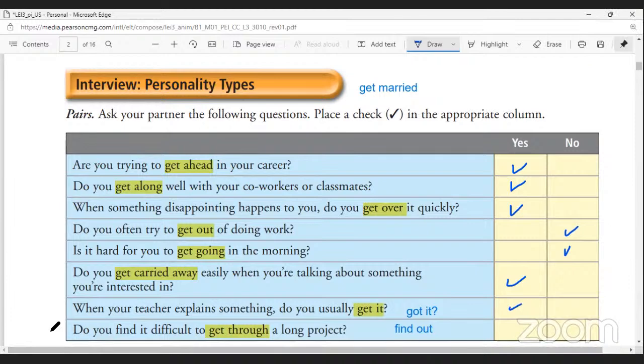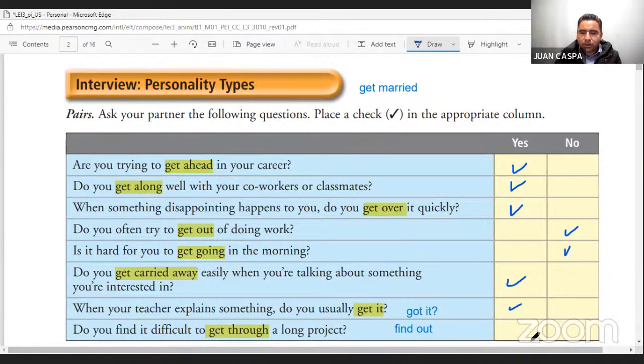Do you find it difficult to get through a long project? No, it's not difficult. Yeah, you like to work hard. That's important, right? Sometimes people say, "Oh, the project is very difficult, and I can't get through because it's so difficult for me," or something like that. That's good.